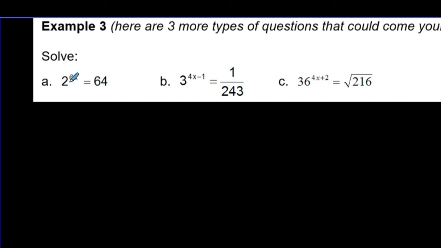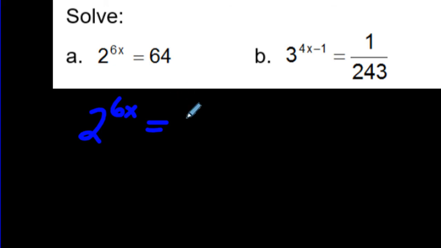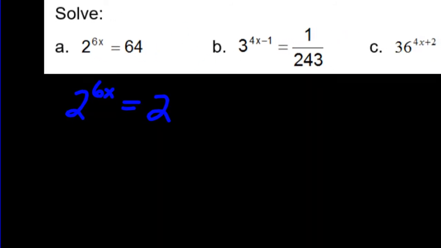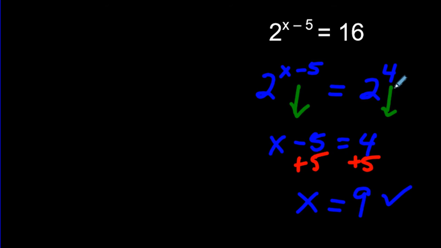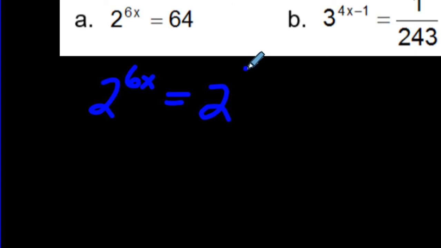Okay, in this case, it's helpful to have a calculator close by in case you can't do it in your head. I'm going to rewrite 2 to the exponent 6x, and then think: 2 to the power of what would make 64? Going back to the previous question, 2 to the power of 4 was 16, 16 times 2 is 32, and 32 times 2 is 64. You don't have to do this in your head; you can use a calculator to check. 2 to the power of 6 should be 64.